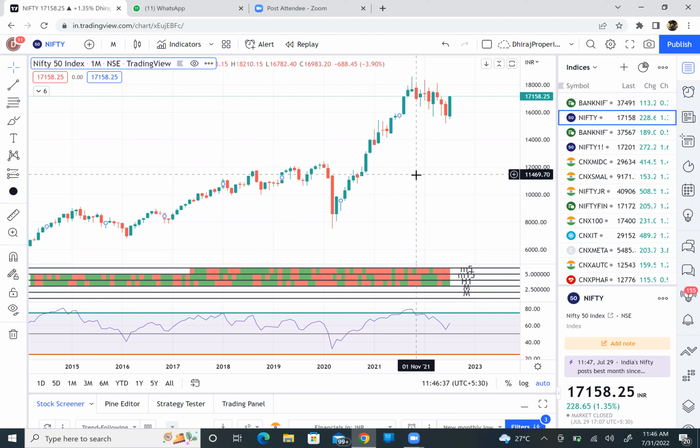When did we meet that criteria? November. Look at the November candle. November candle high is lower than the high of October. I'm talking about November 2021. November candle low is lower than the October candle low. November candle close is lower than the low of October candle. This is where the trend reversed. Okay, November, the trend reversed.